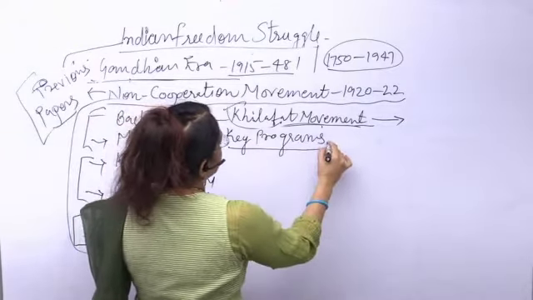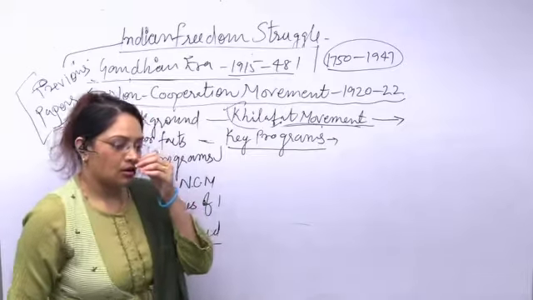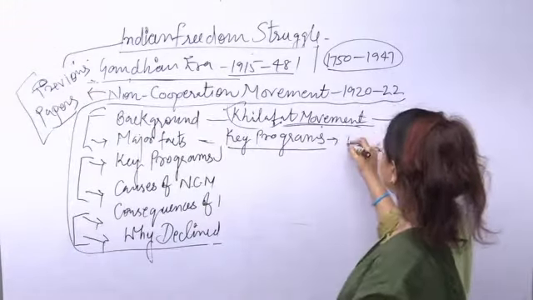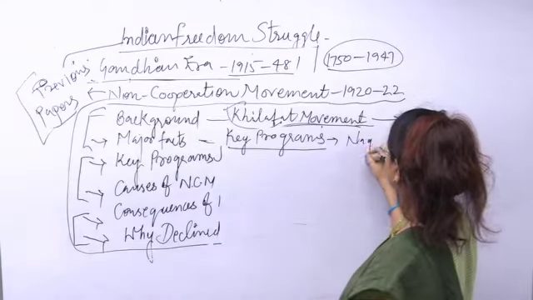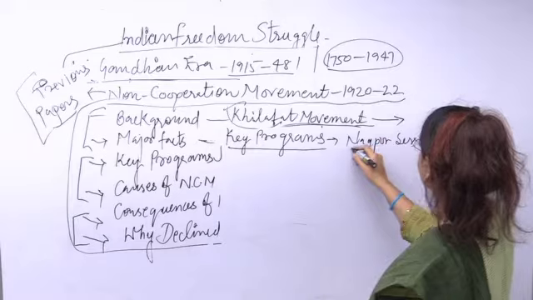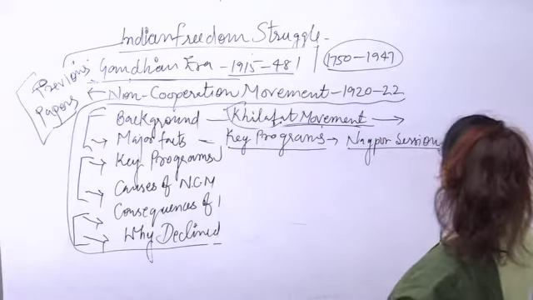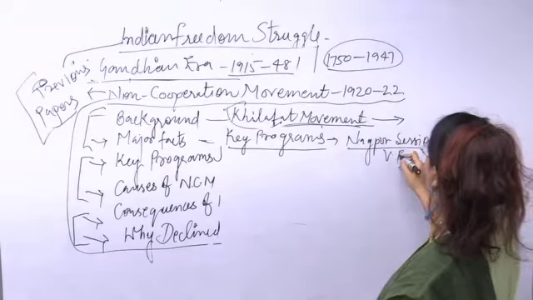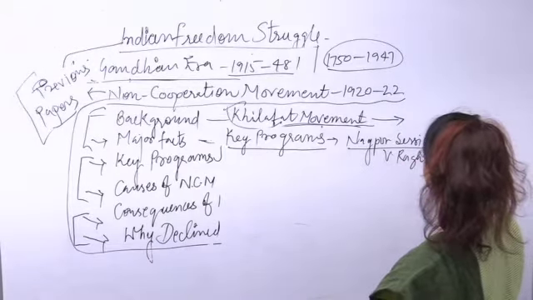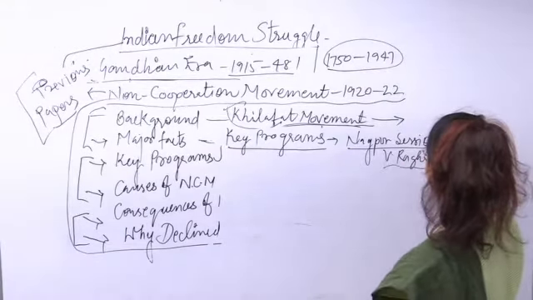So basically, the key programs were decided in the Nagpur session in 1920, and Vijay Raghavachari was the president.